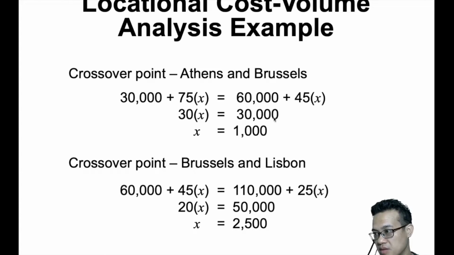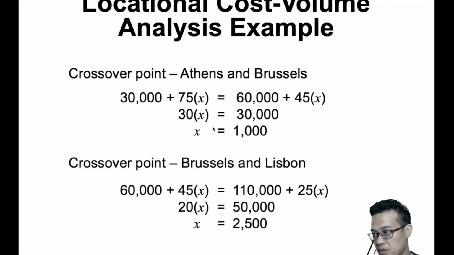get 30,000, and 75x minus 45x, you get 30x here. And then the final point is 30, you bring it over here, so you divide down to 1000, x equal to 1000. Between Athens and Brussels, the crossover point is actually at 1000.